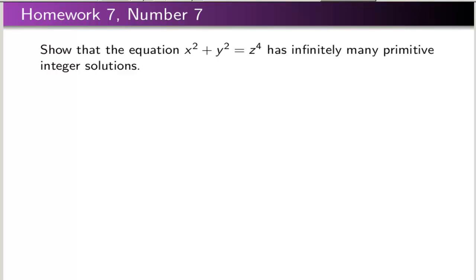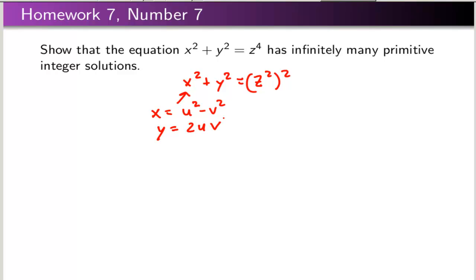Well, you can immediately see that any solution to that gives us a Pythagorean triple. So we want to find a special type of Pythagorean triple. And we know that Pythagorean triples are of this form. X is going to be u squared minus v squared. Y is going to be 2uv. And z squared is going to be u squared plus v squared, where u and v are relatively prime, and one is even, one is odd, and one is bigger, and one is smaller, etc., etc.